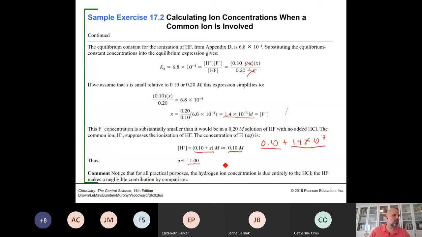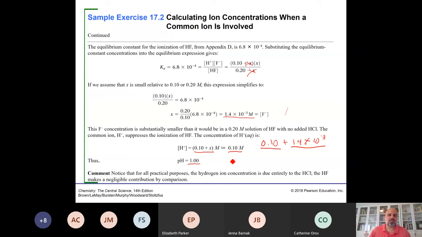So a 0.10 molar HCl solution dominates the control of the protons in solution. The pH of the solution comes solely from the dissociation of HCl, which makes sense. We're adding a strong acid and a weak acid into solution. The strong acid is the key point for forming the protons in solution, because the weak acid only dissociates to a small extent.